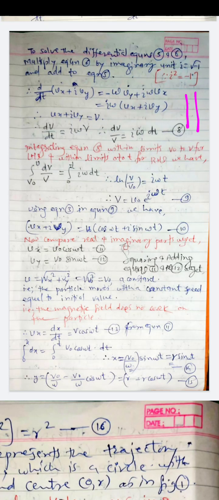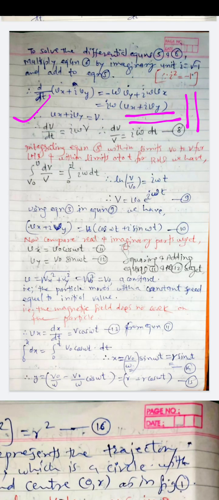this simplification is here. d by dt of (vx plus i vy) equals minus omega vy plus i omega vx. It is equal to i omega into (vx plus i vy). Therefore, this bracket is substituted by velocity v, where v equals vx plus i vy, and the above equation becomes dv by dt equal to i omega v.